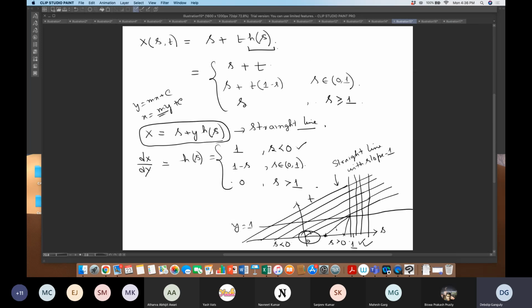So you take any point around this neighborhood. This is your characteristic curve. Around that neighborhood, y less than 1, you have a smooth solution. You understand? Okay. This is very, very important to understand.